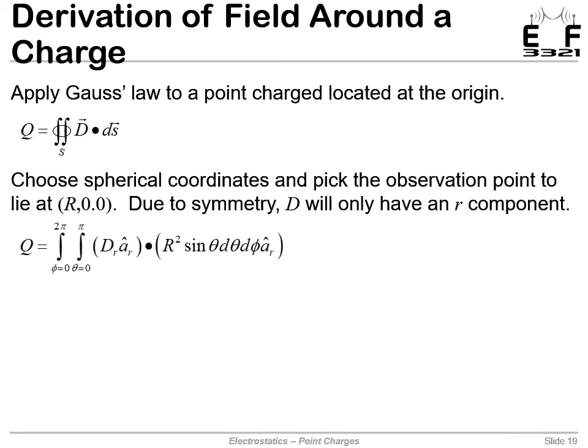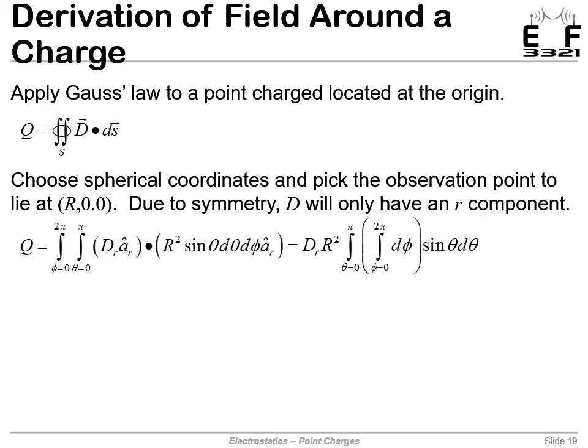So we pick spherical coordinates. We write this double integral. We're integrating over theta and phi because we have a sphere, and that sphere is of radius r. And I put in the differential area in spherical coordinates. And due to symmetry, we know that the electric flux density will be pointed directly away from that point charge. So the D field only has an r component. We take the dot product, only r components, so the a_r drops, and we just have our D_r times everything else inside this parentheses.